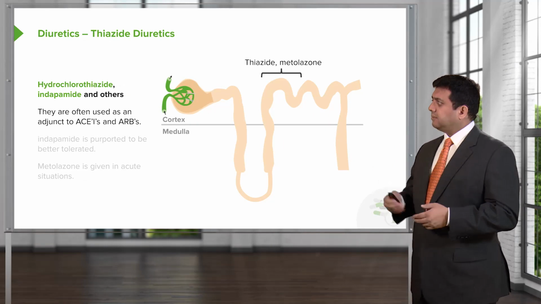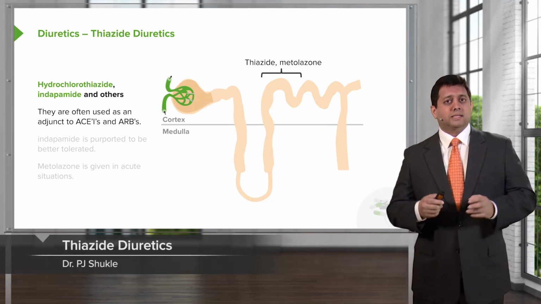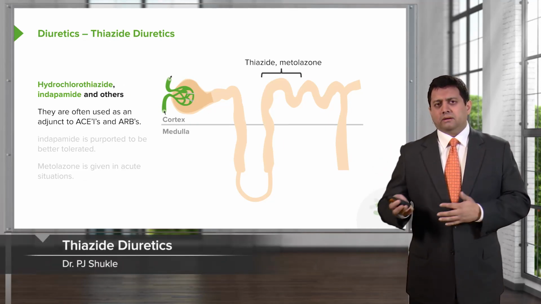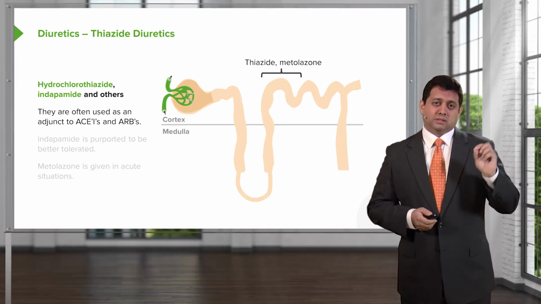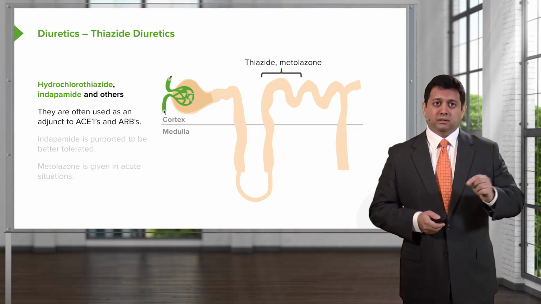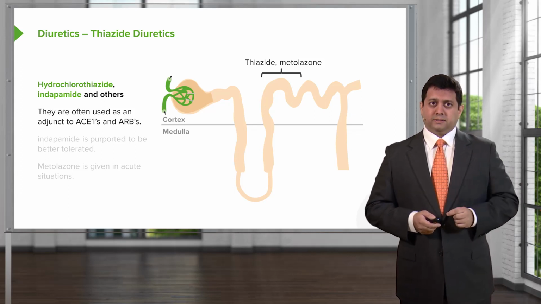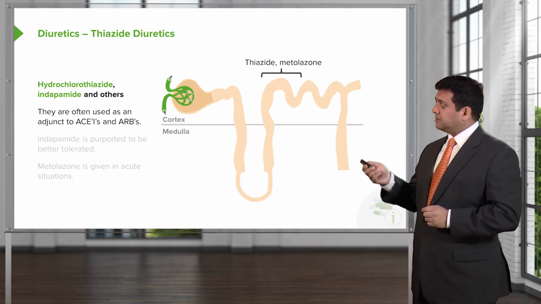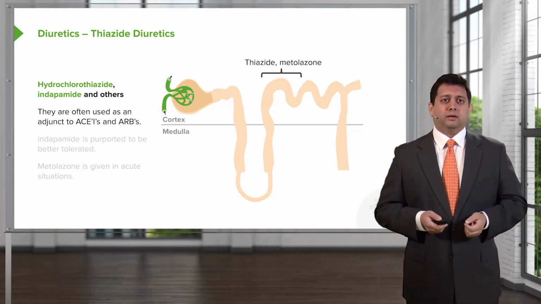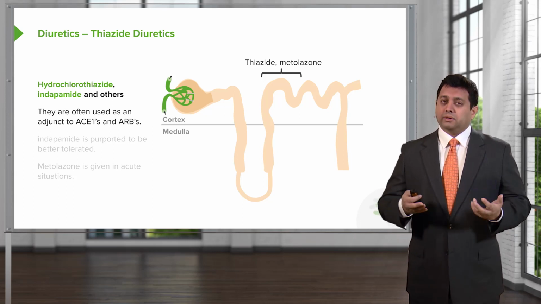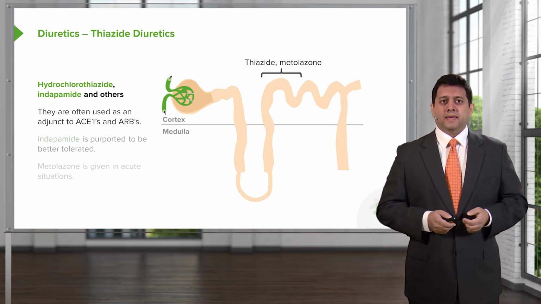The next class that I want to discuss are the thiazide diuretics. Now, these diuretics are a little bit weaker than the loop diuretics, but they're used more often. And in fact, we sometimes combine the diuretic right inside the pill with ACE inhibitors and ARBs. The most commonly used in North America is hydrochlorothiazide. The most commonly used in the UK and Europe is indapamide. Both are used in both places.